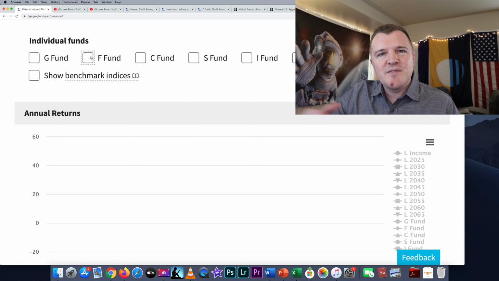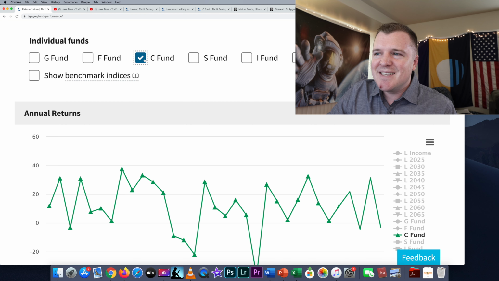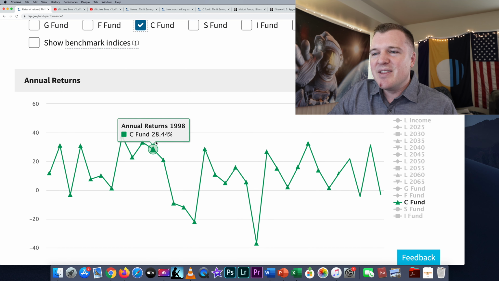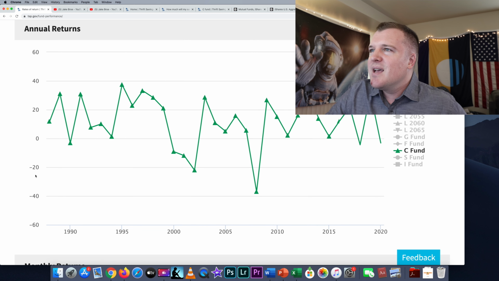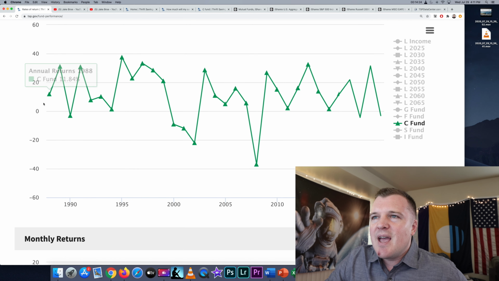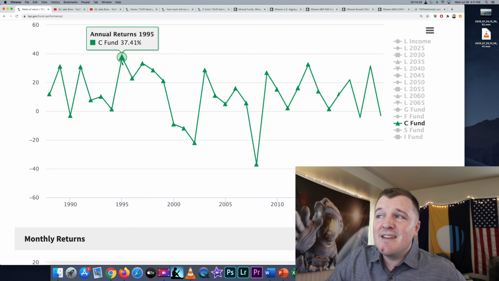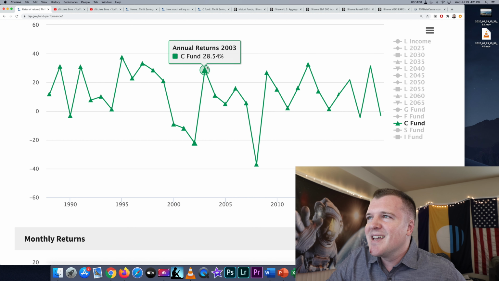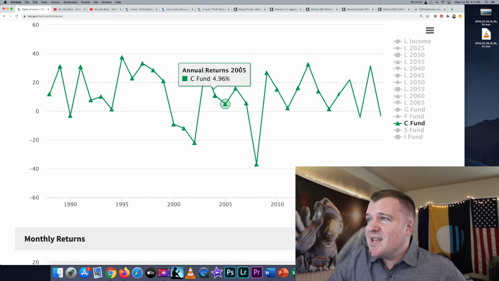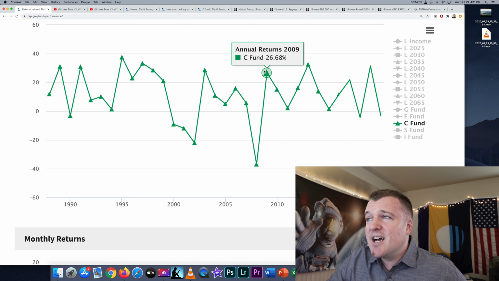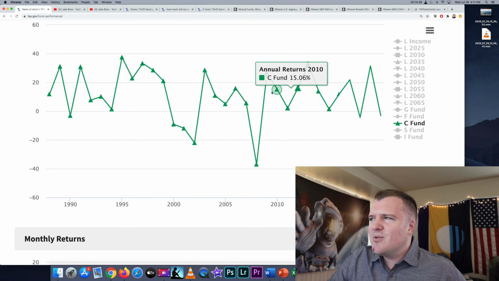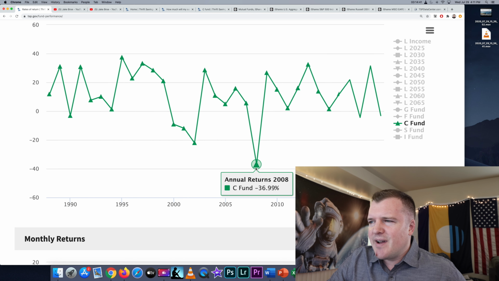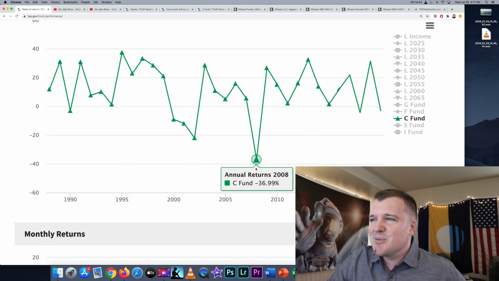But let's go ahead and have some fun, and we are going to select the S fund. And this is where you get the wild swings. So once again, we have 0, 0 here in the middle. And 1988, up 11%, 1995, up 37%, 2003, up 28, let's see, 2009, up 26, 2013, up 32, and then you've got here the 2008 financial collapse, down 36%.